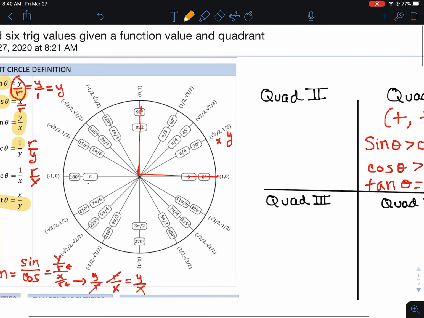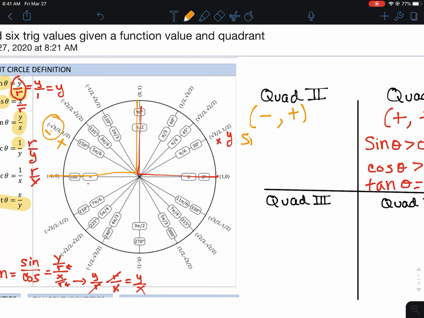On quadrant 2, if we go over to the left here, we see that the x is negative and the y is positive. All right, so that tells me sine is still positive because that's the y value, but cosine is negative, and so tangent then is going to be sine divided by cosine, so positive divided by a negative, which would be a negative number. So tangent is less than 0 there.